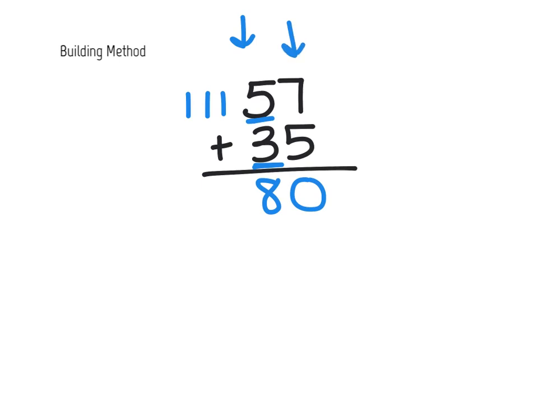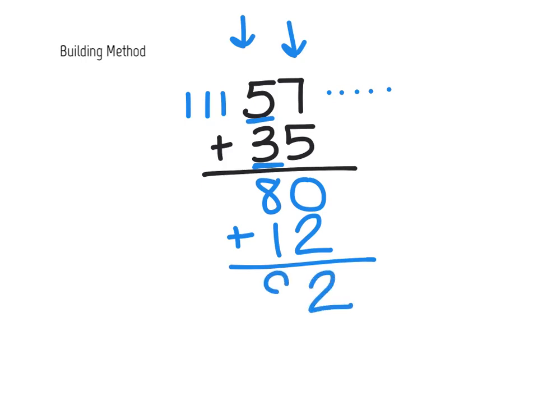Then I go over to my ones place and I add 7 plus 5. So 7, 8, 9, 10, 11, 12. I get 12. I add this down to the bottom. And now I add 0 plus 2 is 2. 8 plus 1 is 9.